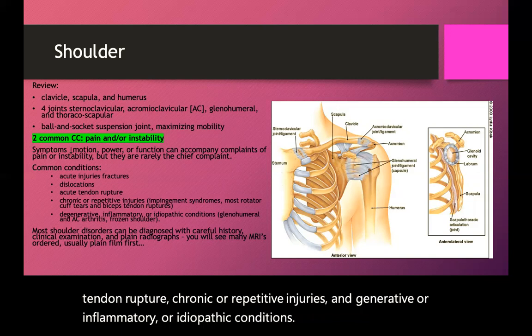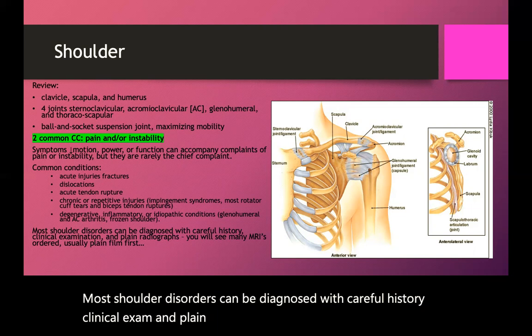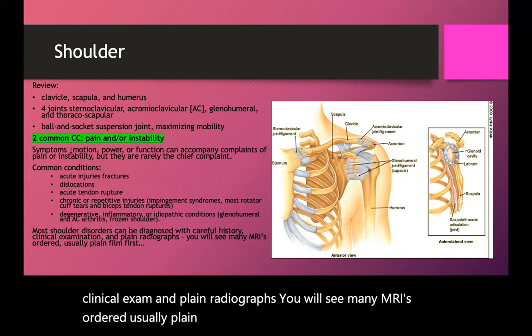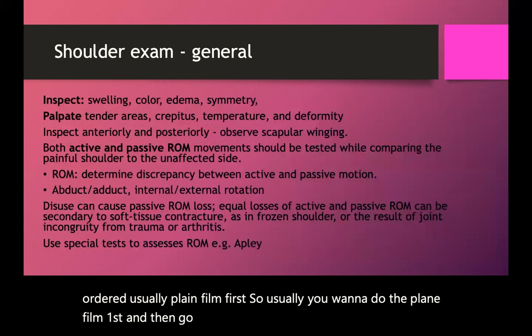Most shoulder disorders can be diagnosed with careful history, clinical exam, and plain radiographs. You will see many MRIs ordered, usually plain film first. So usually you want to do the plain film first and then go forward depending on the symptoms.